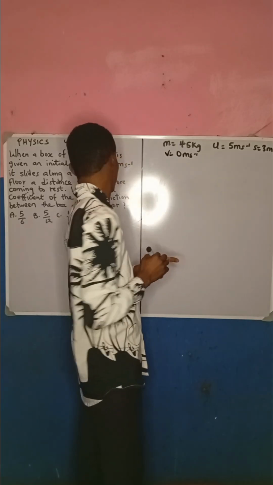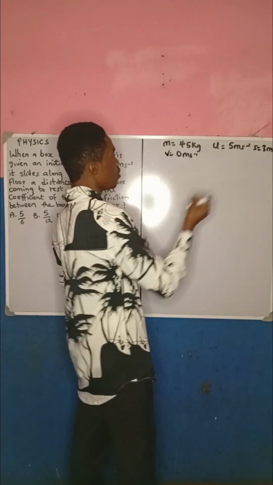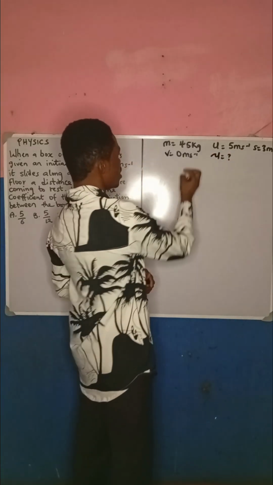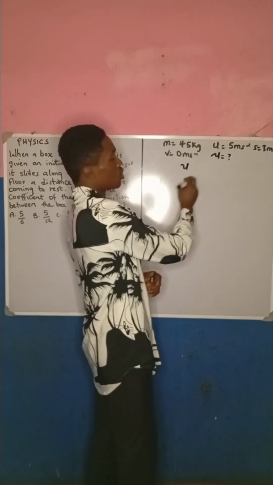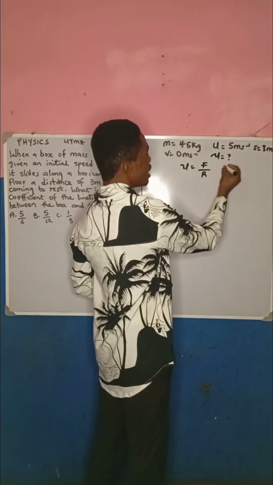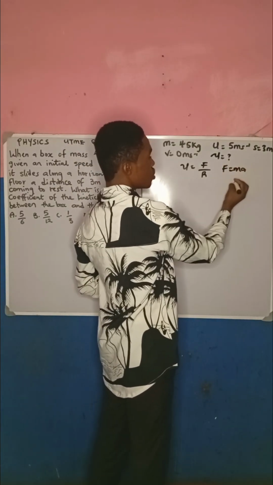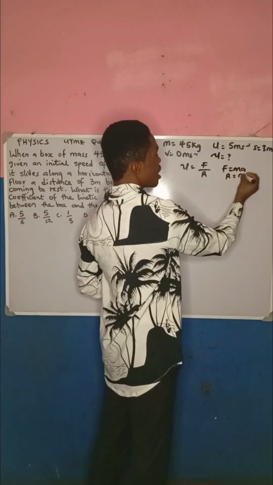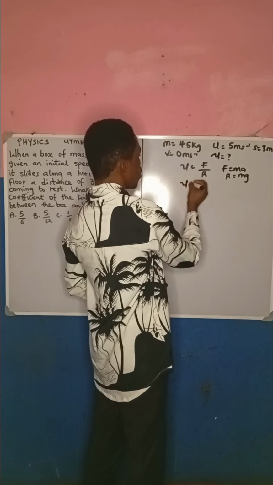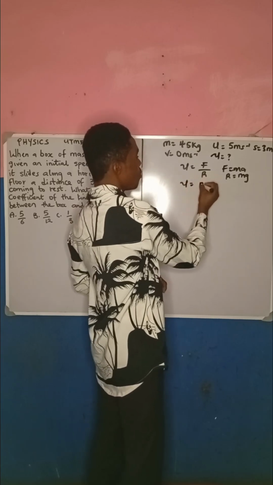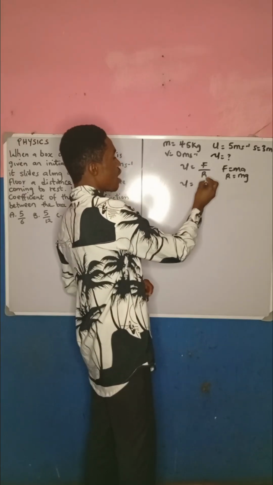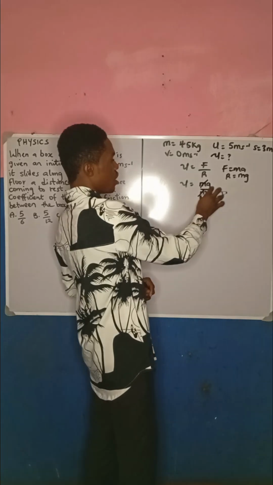What is the coefficient of kinetic friction between the box and the floor? We are looking for the coefficient of friction. Alright, now coefficient of friction equals frictional force over normal reaction. Recall that frictional force equals mass times acceleration and normal reaction is equal to mass times gravity. Now substituting this into the formula, we have coefficient of friction equals ma over mg. Mass is here and mass is also here, so mass cancels mass. We have a over g.